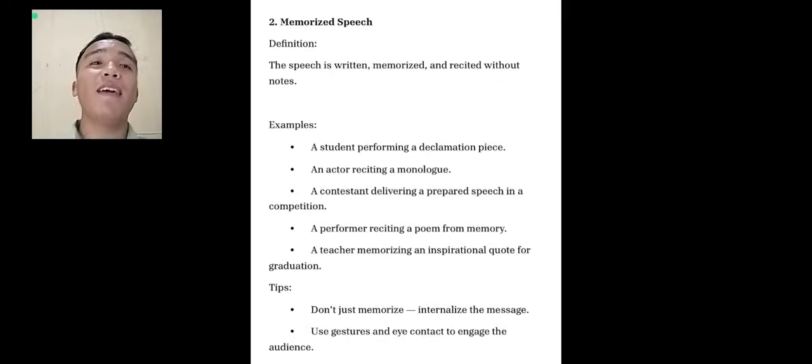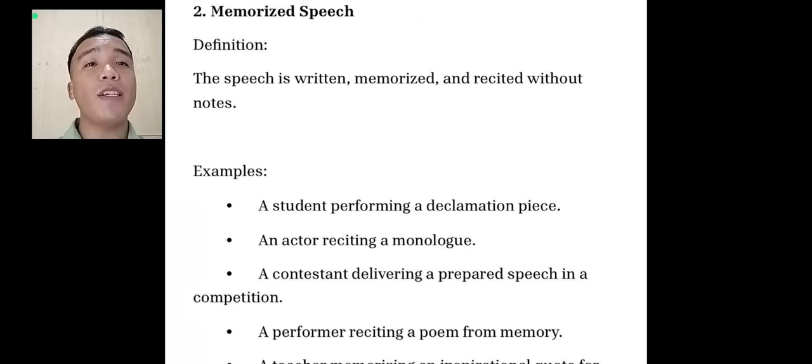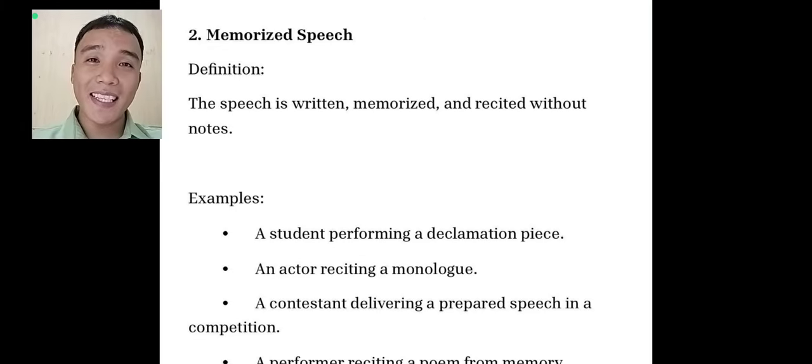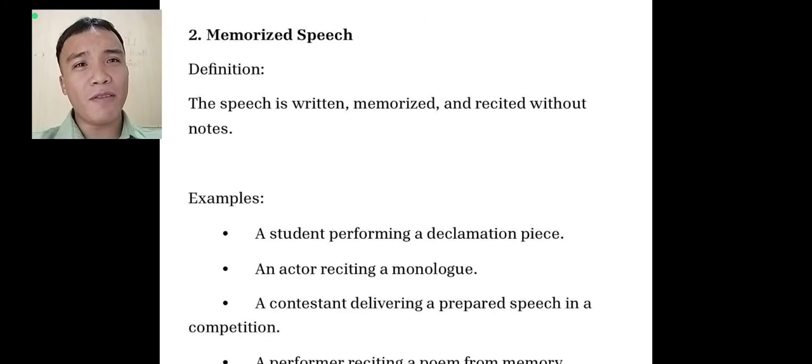And then our second type of speech according to delivery is what we call memorized speech. The memorized speech is written, memorized, and recited without notes. Compared to the manuscript speech, the memorized speech is, from the word itself, memorized. So instead of simply reading the speech, you will be memorizing the speech and then delivering it to the audience.